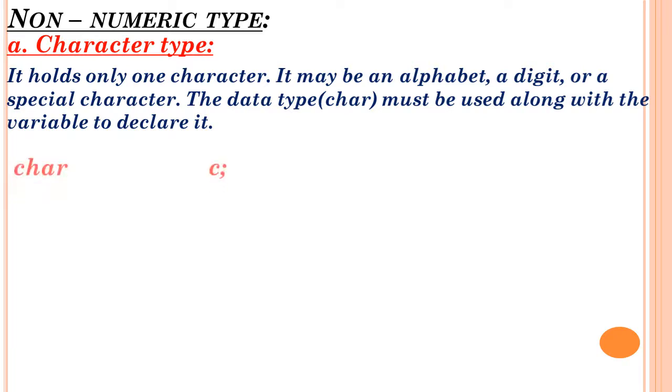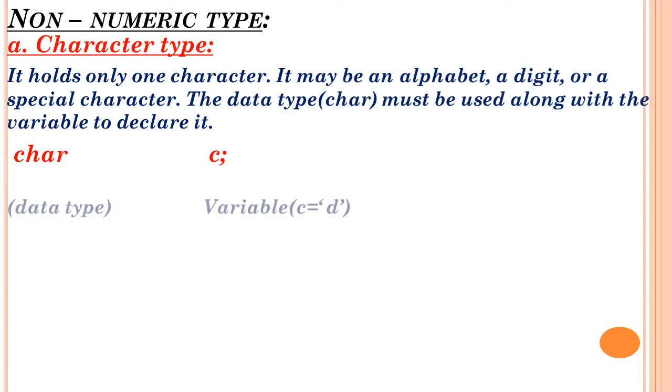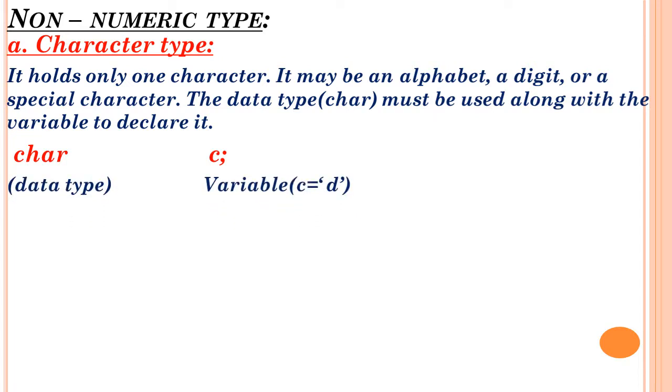How to write it? Same as an integer and the rest. char is the data type, and the variable is c. What kind of data will it store? Either a single letter, a single digit, or a special character. Along with that, you need to enclose the value you are going to store in single quotes. Like this: c equals, open the single quote, write the value you are going to store in the variable c, and close the single quote.